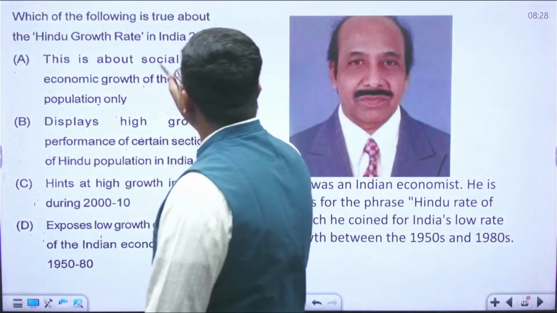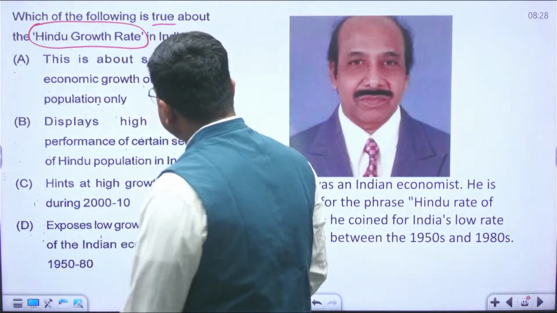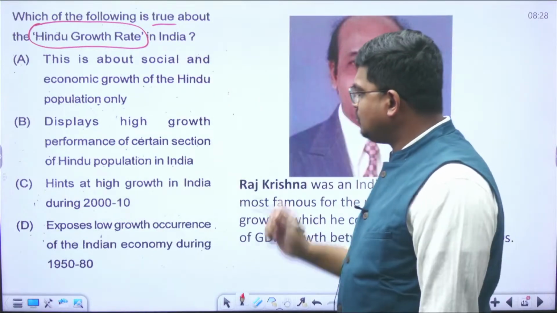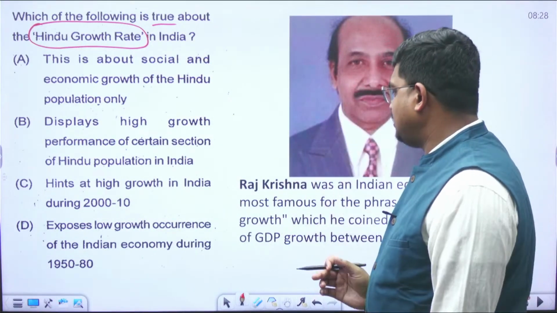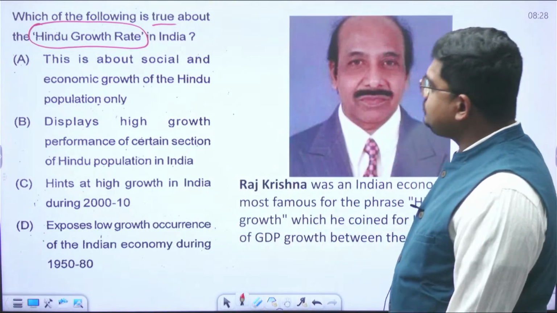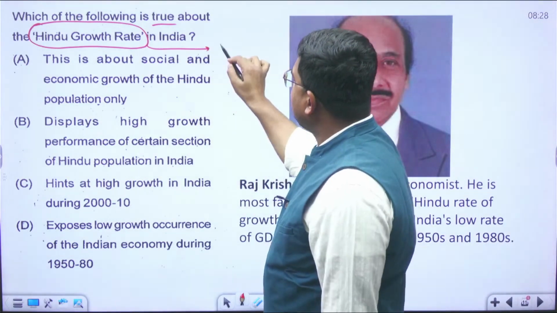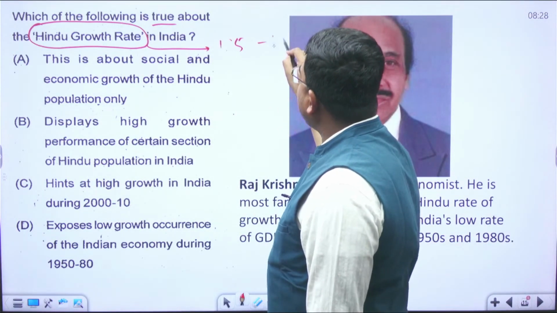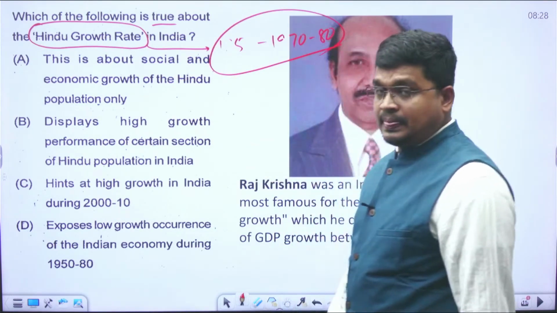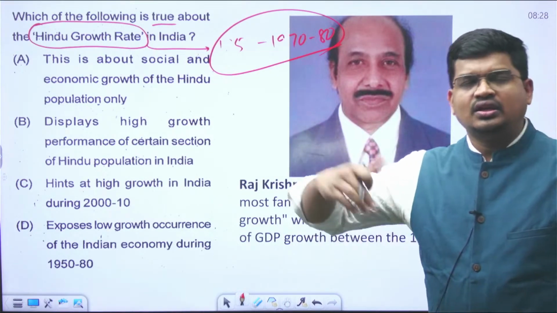Which of the following is true about Hindu growth rate in India? Okay, let me tell you, first I will discuss with you the Hindu growth rate, and then I will come to this answer. The Hindu growth rate concept, from the 1950s to the 1970s or 80s, was used a lot. From 1950 to 1980 something.